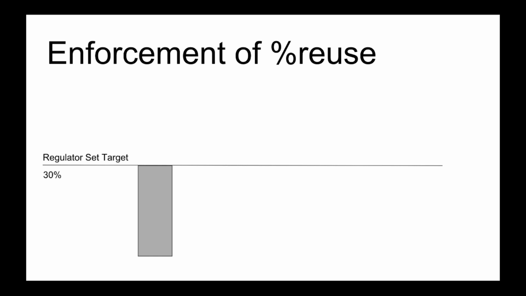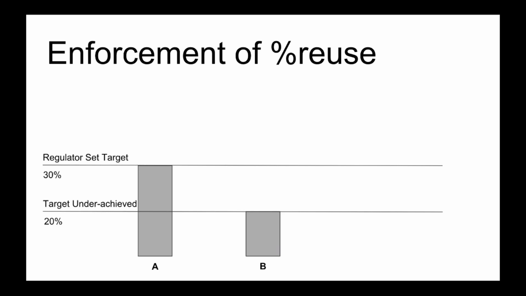So the regulator, let's say, sets a target of 30%, and company A meets this target. Now, let's take a company B, which doesn't meet the target. This target of 30% is a percentage reuse target, which is computed by the same formula I mentioned earlier. So company B only recycled 20% of its water. So it recycled and reused only 20%, but the regulator set a target of 30%. So they are short of the target by 10%.